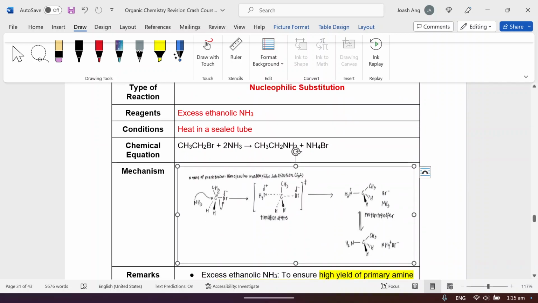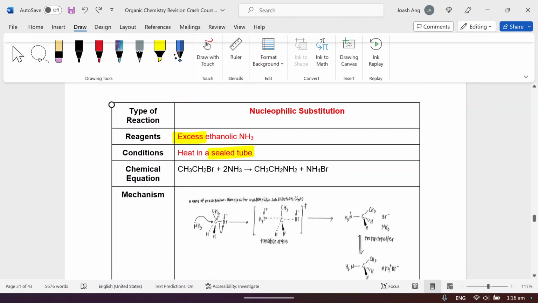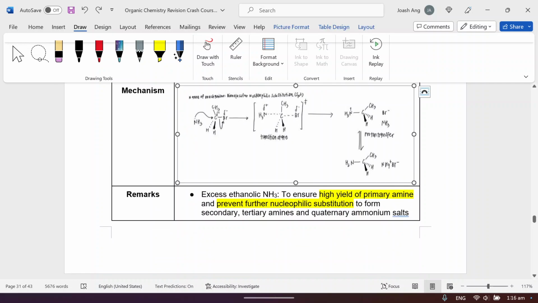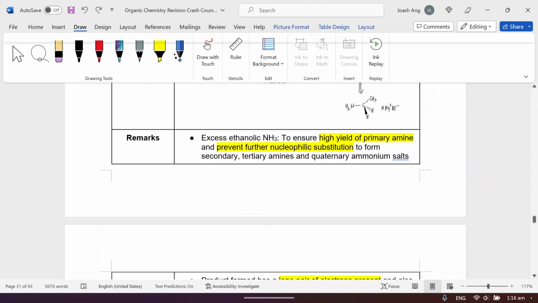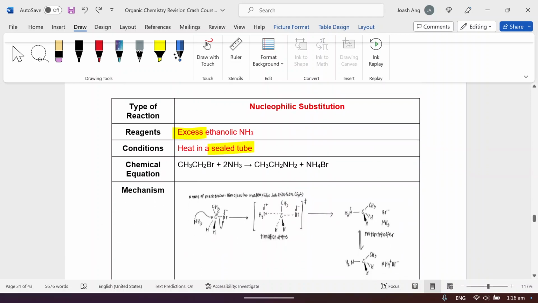Alright. The next part is excess NH3. This part is to add NH2 and replace the Br with NH2. So in this case, heat in a sealed tube and use excess ethanolic NH3. Okay? So this is because you want a high yield of primary amine and prevent further nucleophilic substitution. I'll explain why in the next reaction box.